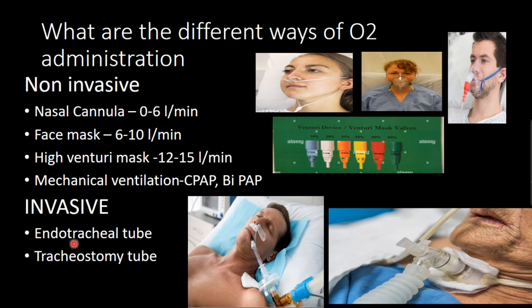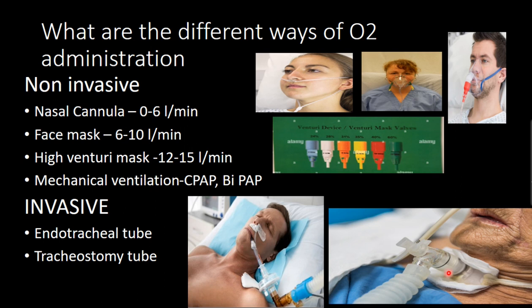Under invasive method we have endotracheal tube and tracheostomy tube. Endotracheal, the word endo means inside, tracheal means inside the trachea. We have to insert the tube. So here you can see this is the endotracheal tube. With this we can deliver the oxygen to the patient, and this is the invasive method.